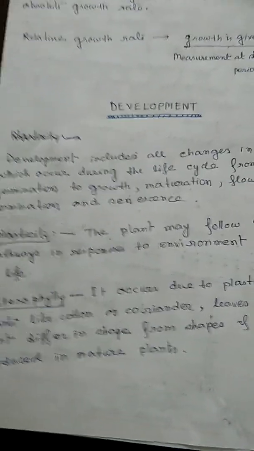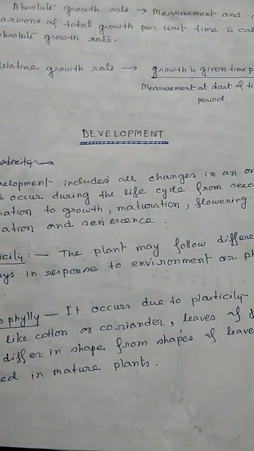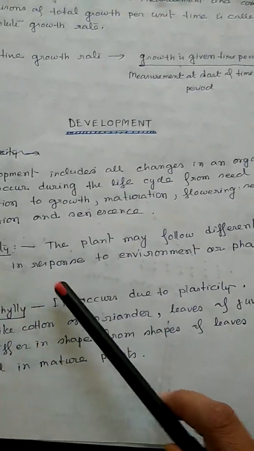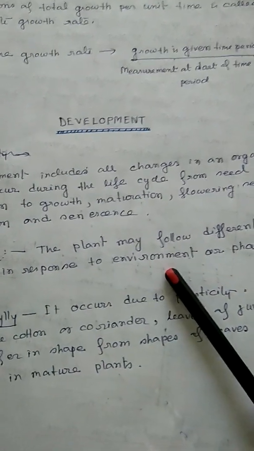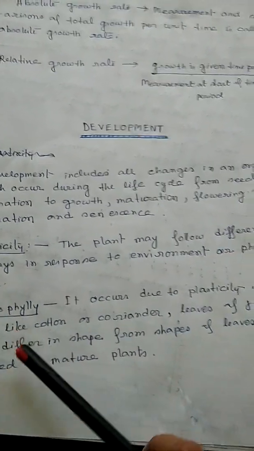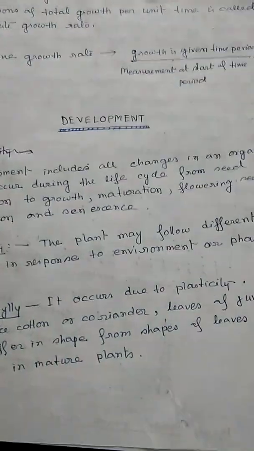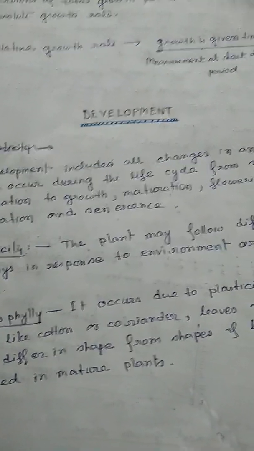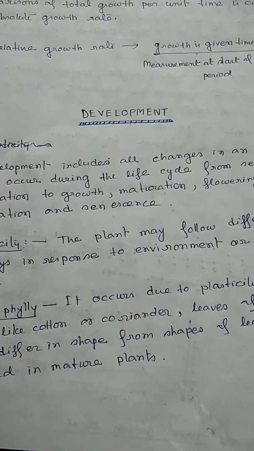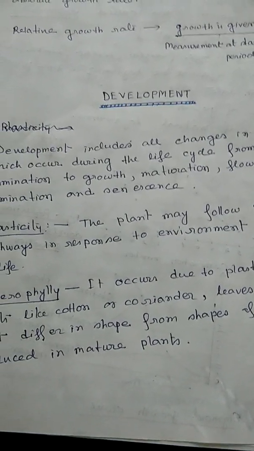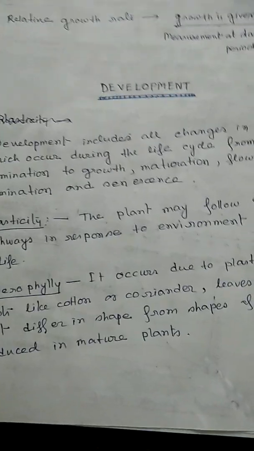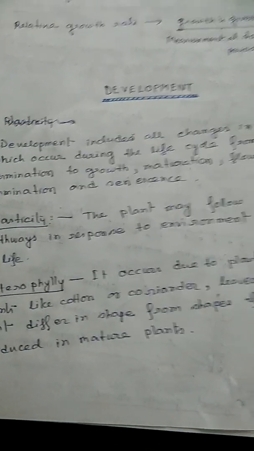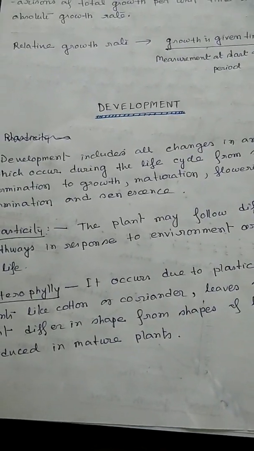Now plasticity: the plant may follow different pathways in response to the environment or the phases of life. Heterophylly: in some plants, especially coriander, the leaves in the juvenile stage are a little different from those in the mature plant. This is known as heterophylly. In the same life cycle, they show different types of cell growth.